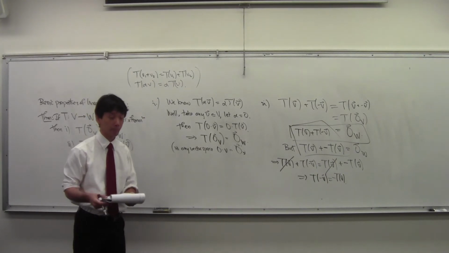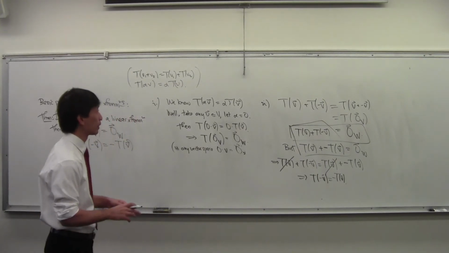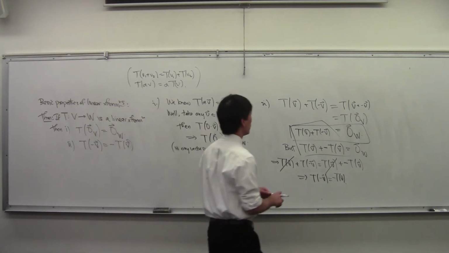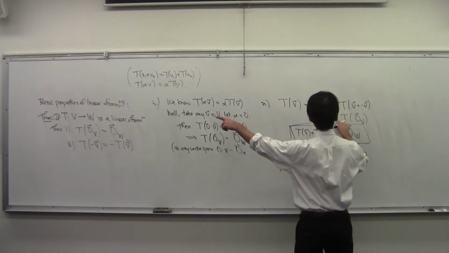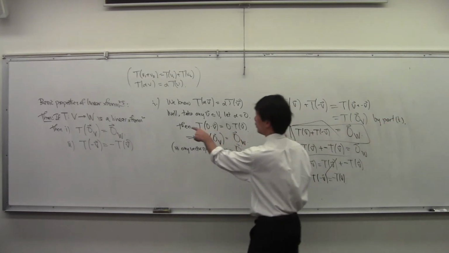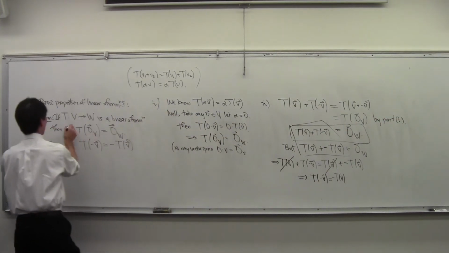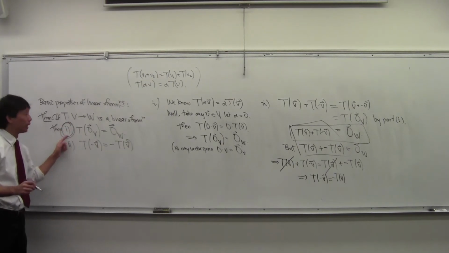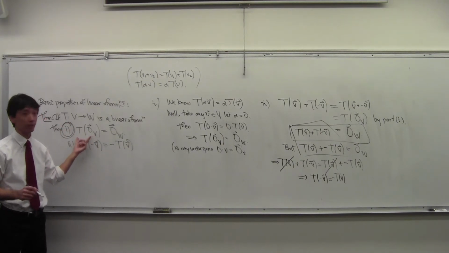You said we got this by the first proof? We got a part of this? Yeah, this is from part 1, by part 1. Oh, yeah, I see. We needed to use that.